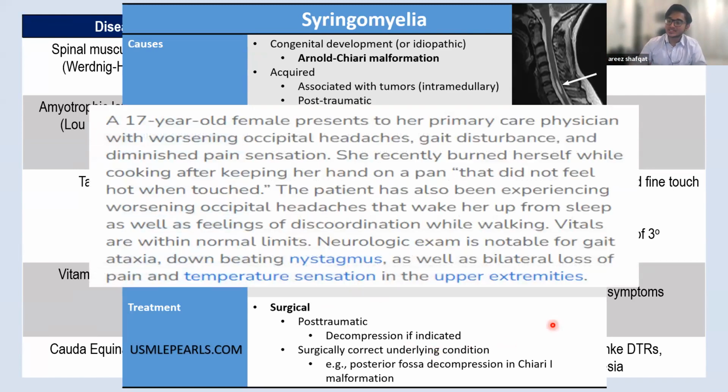This is another scenario just to show you guys, this is the way it always comes in an exam, syringomyelia. It's a young woman usually, with worsening occipital headaches. This is a sign of brain tumors, all right? This is a red flag for brain tumors. She recently burned herself again while cooking after keeping her hand on a pan that did not feel hot when touched.